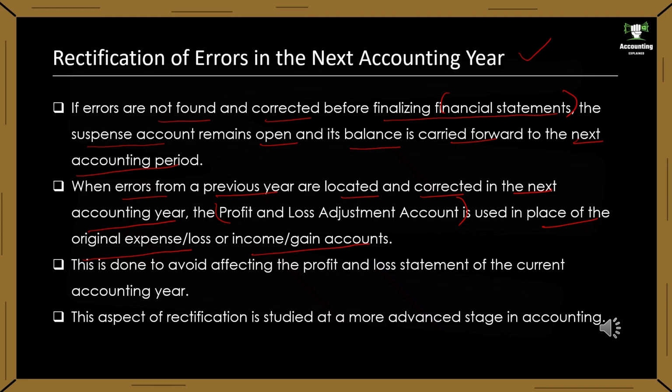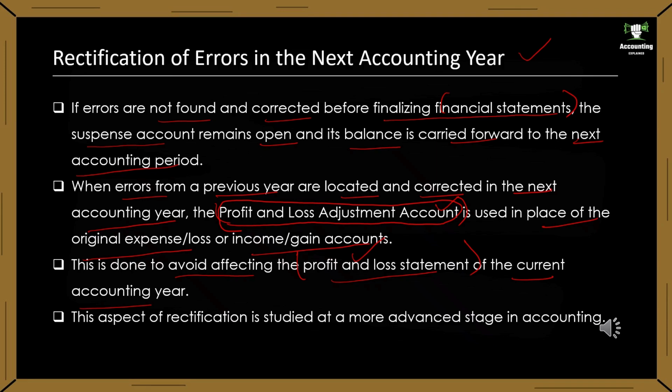Why are you going to open the profit and loss adjustment account? Because this is done to avoid affecting the profit and loss statement of the current accounting year. This profit and loss account, which you are going to open during the current year, that is the next accounting period, will deal only with the current year's loss, expenses and income. Whereas this profit and loss adjustment account will deal only with the suspense account of the last year. That is why a separate profit and loss adjustment account is opened and it is not confused with the current year profit and loss account.